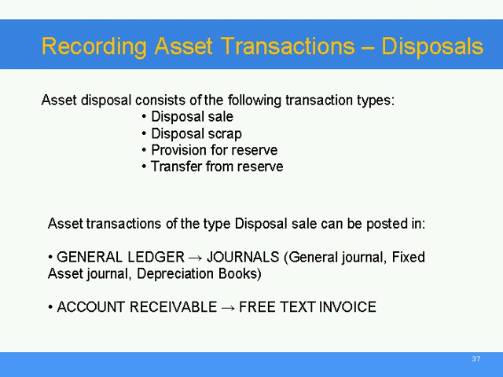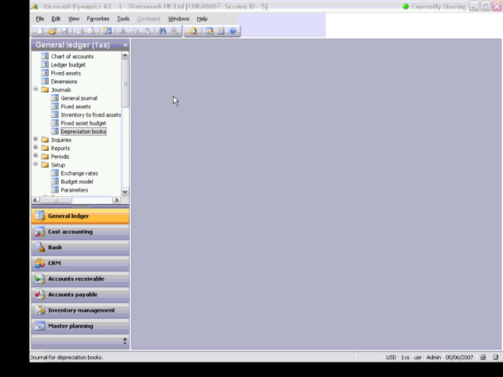So basically, transaction type disposal scrap, provision for reserve, transfer from reserve are used in fixed asset journal and depreciation book journal. And disposal sale basically is used in the free text invoice in case the invoice document is necessary for customer. So let me show in my Dynamics AX form disposal transactions.